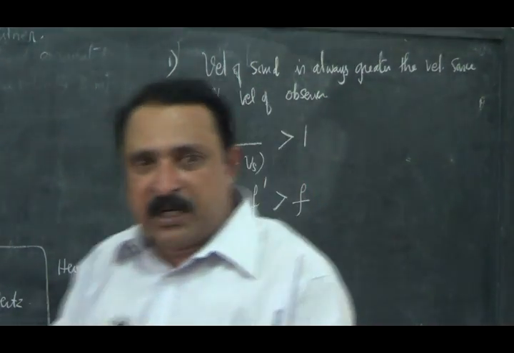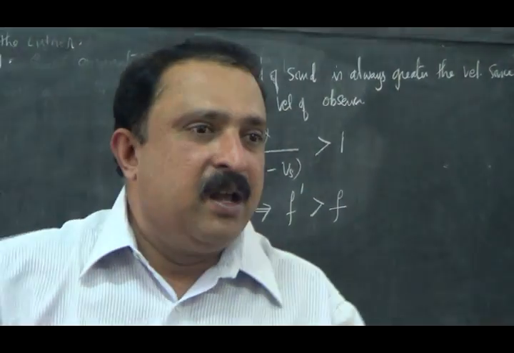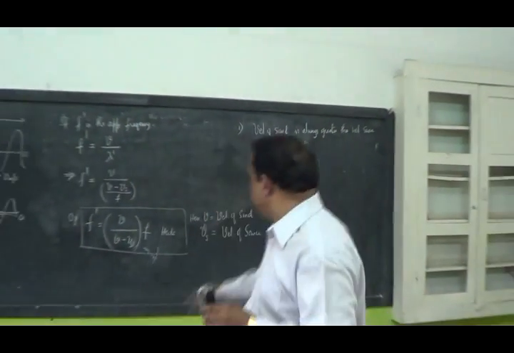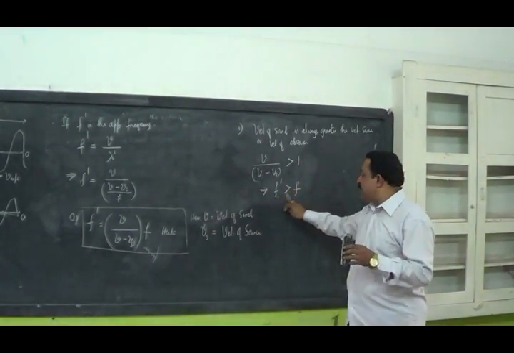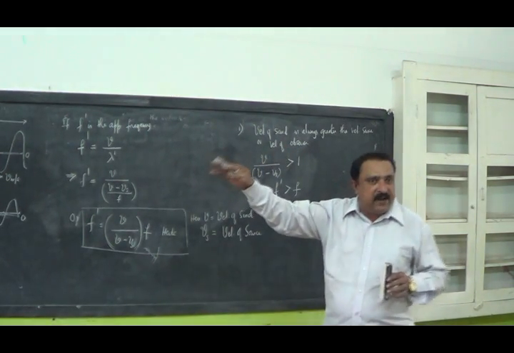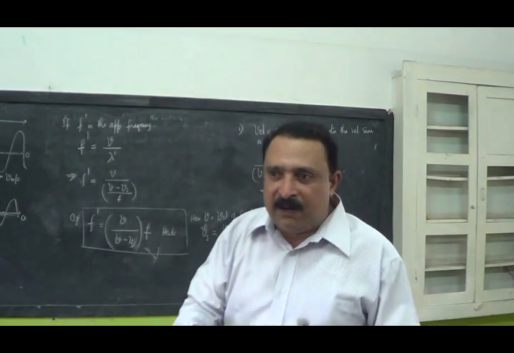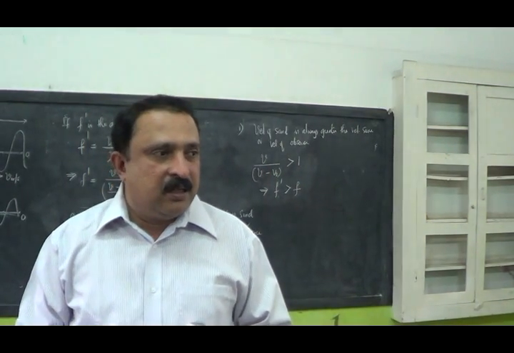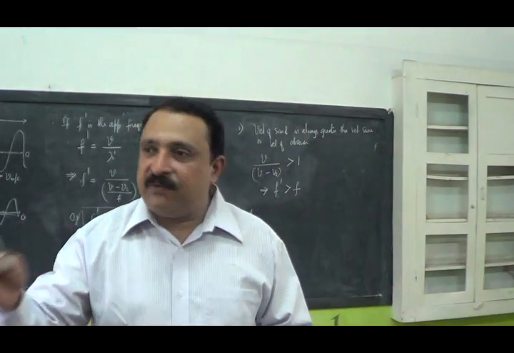That is why the person standing on the railway platform perceives a greater frequency, because F dash, the apparent frequency, is greater than the actual frequency. If the train blows the horn at 540 Hertz, a person on the railway platform perceives it at 560 Hertz. F dash is greater than F.